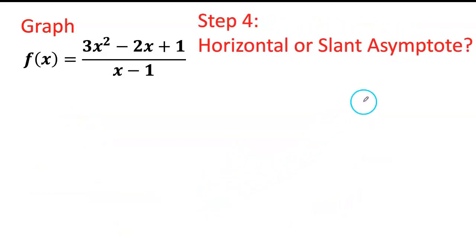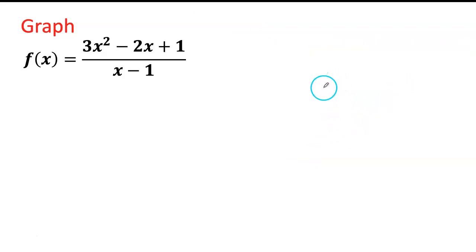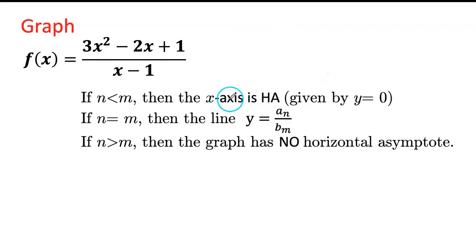Step number 4, horizontal or slant asymptote. We have no idea, so let's bring the rules. The rules to find horizontal or slant asymptotes are the following. n is the degree of my numerator, and m is the degree of my denominator. In this case, n is 2 and m equals 1. So out of these 3 rules, the last one applies: n is greater than m. In this case, there's no horizontal asymptote.